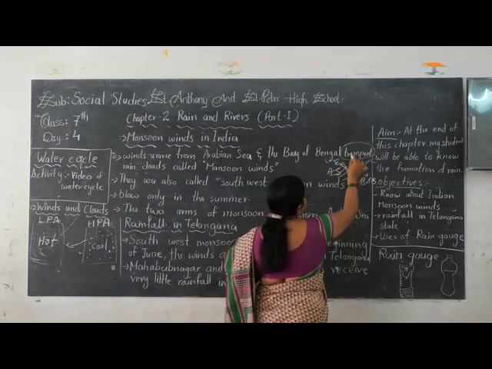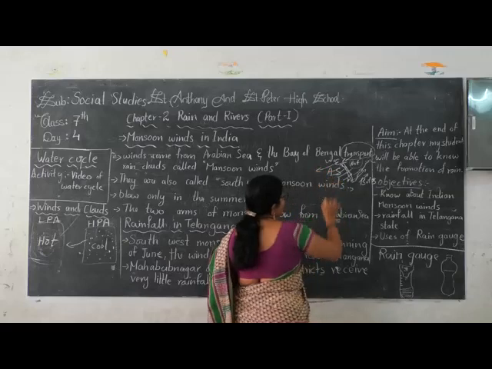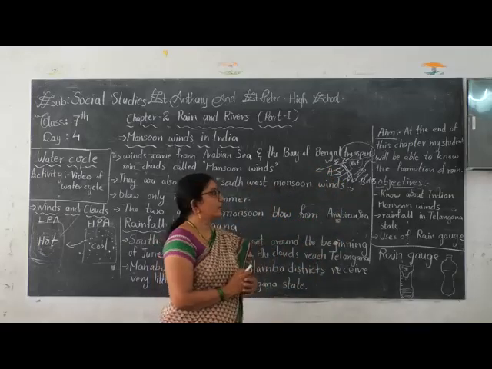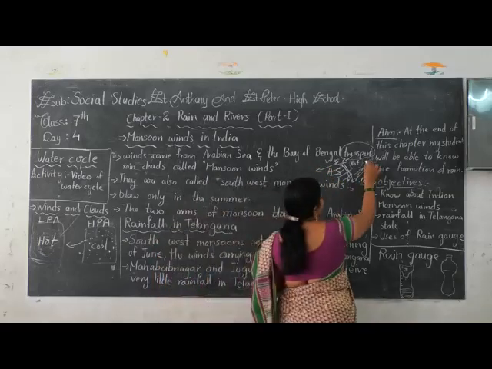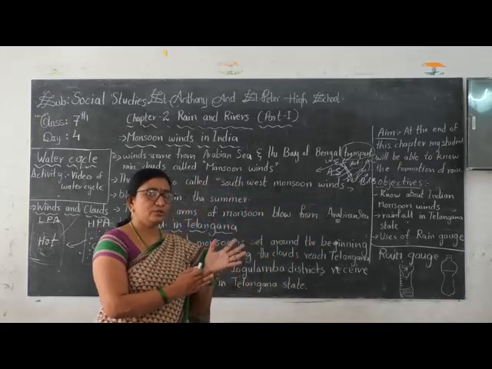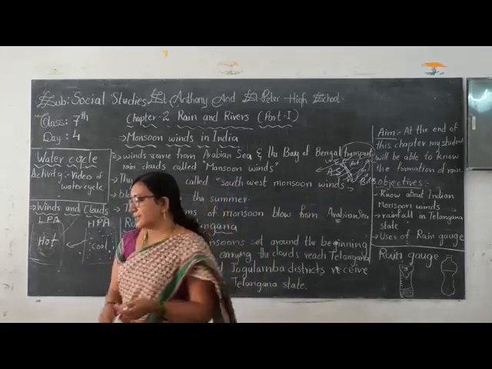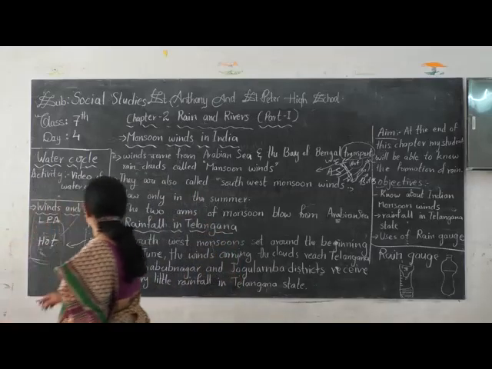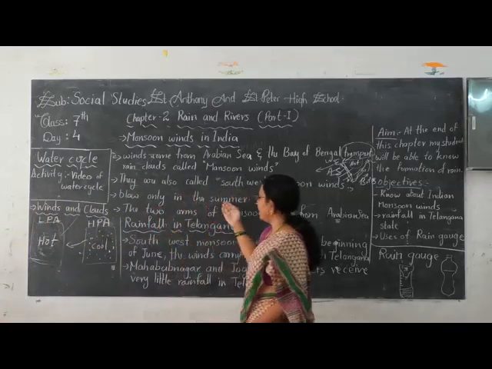from the land to the sea. In the winter season the wind changes and it returns. While returning, it also gives rain to the land and returns to the sea. Okay, so the monsoon winds blow only in the summer.